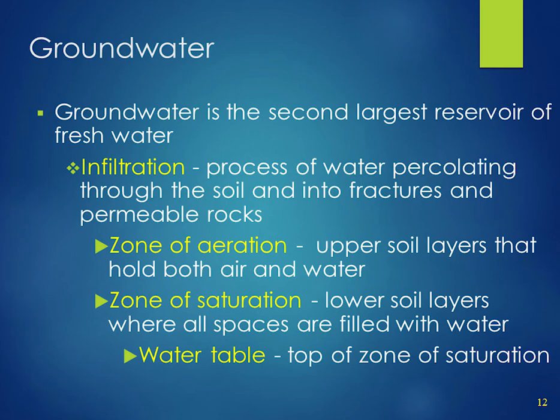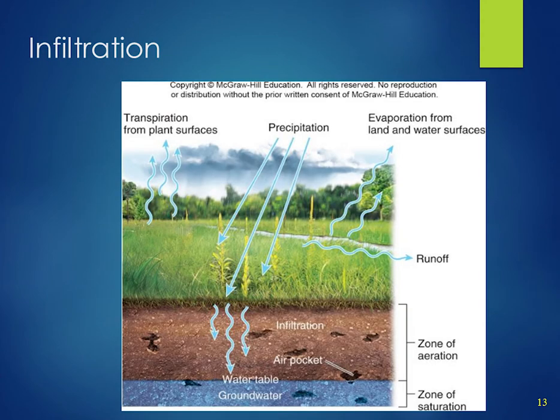The water table is not always below the surface. Sometimes it can reach the surface. When this happens, a spring or artesian well forms. An illustration of infiltration.